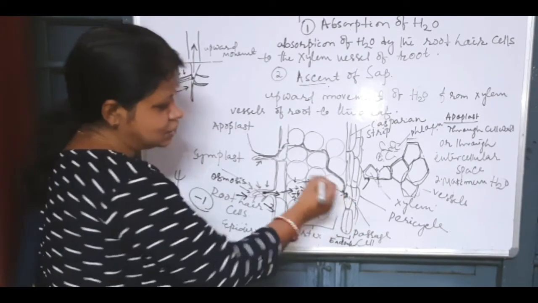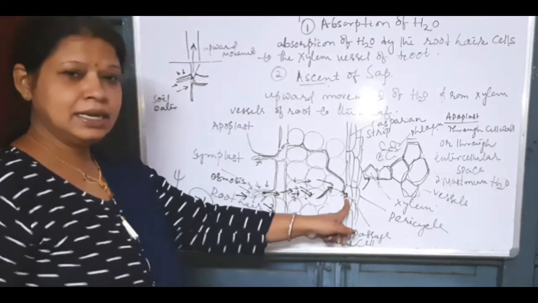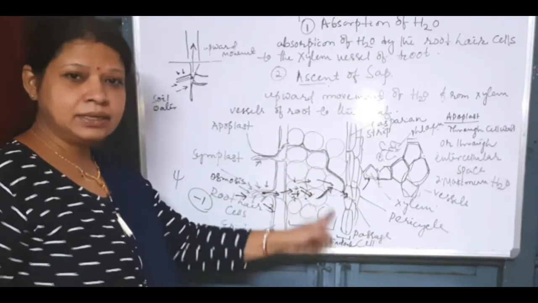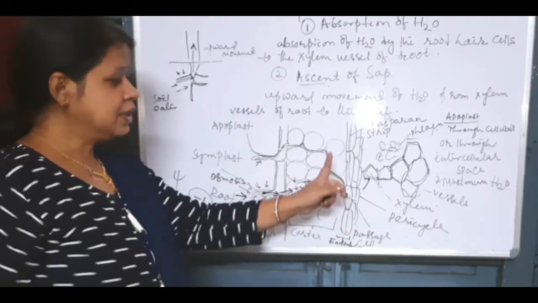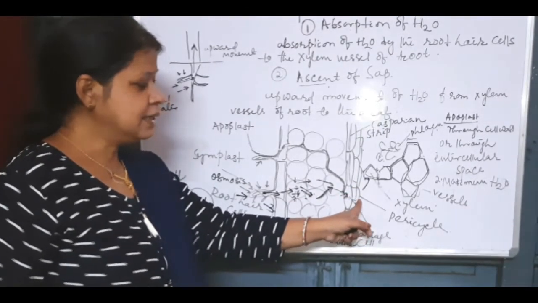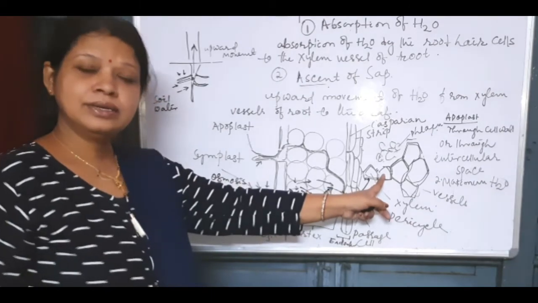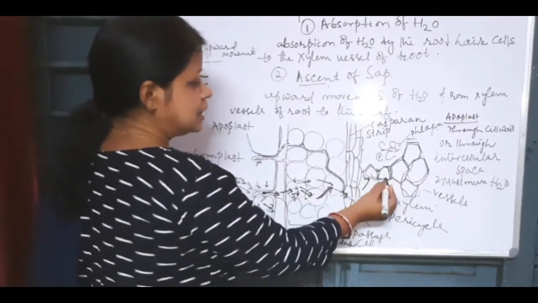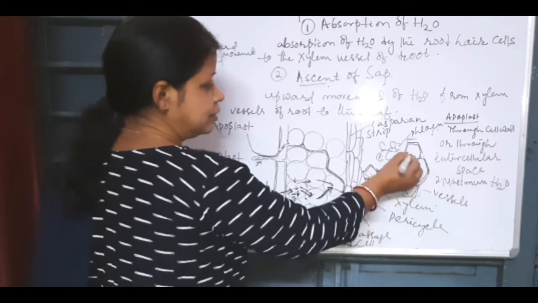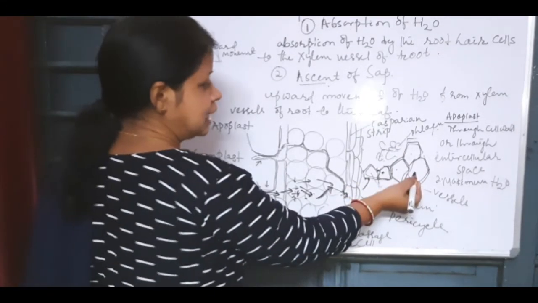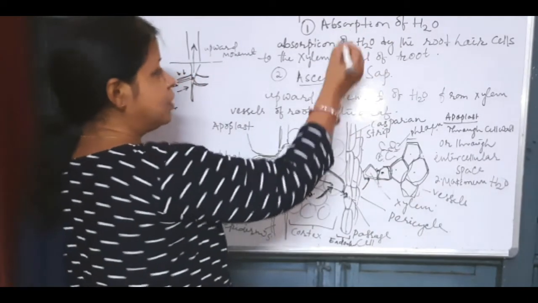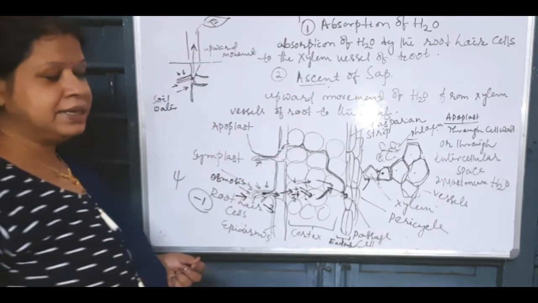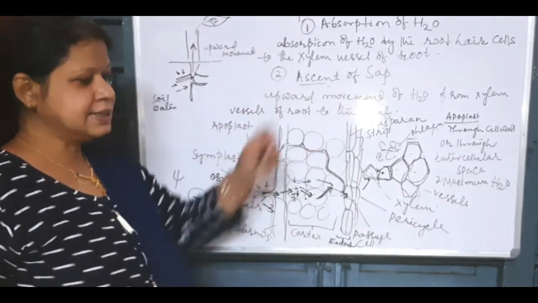Now it reaches the passage cell. It enters the passage cell and becomes a part of the passage cell's cell sap. Then it enters the pericycle and finally goes to the vessel cell. Vessel cells are large-lumen cells which are empty. From these xylem vessels, water will move upward to the leaves or the upper part of the plant, and that process is known as ascent of sap.